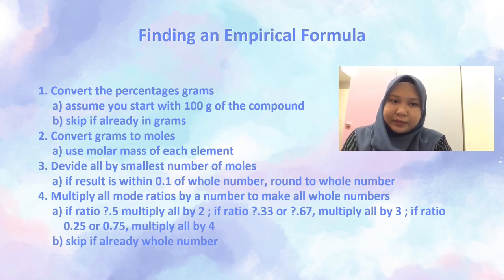For example, if the ratio has something 0.5, multiply all by 2. If the ratio has something 0.33 or something 0.67, multiply all by 3. If the ratio has 0.25 or 0.75, multiply all by 4. And then you can skip this if it is already a whole number.